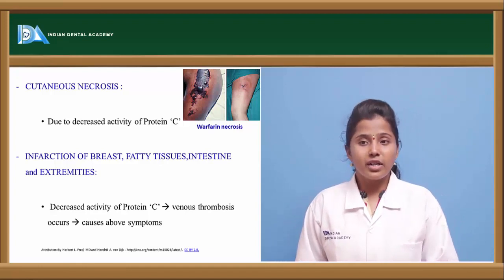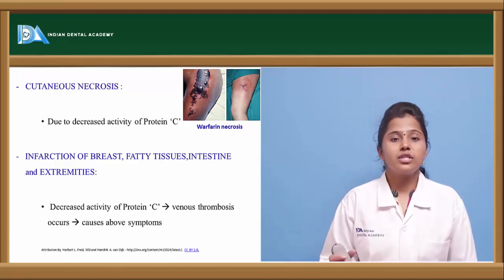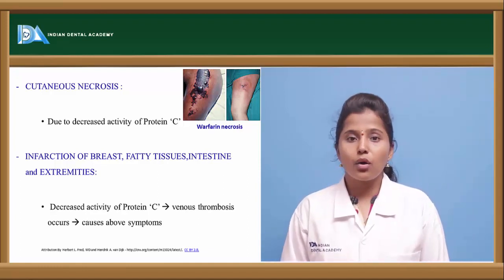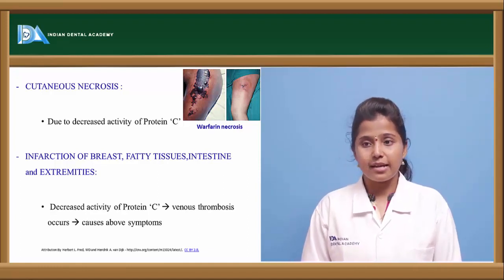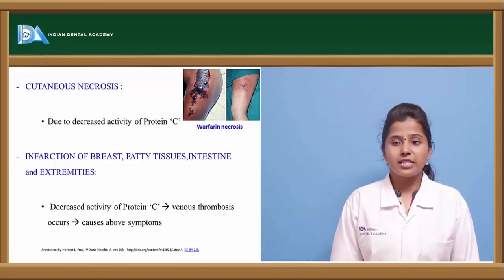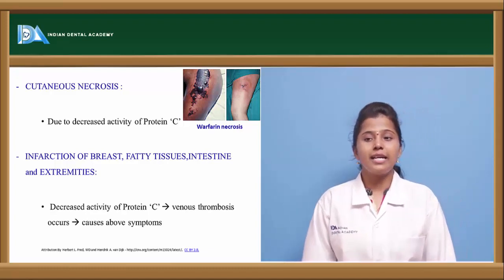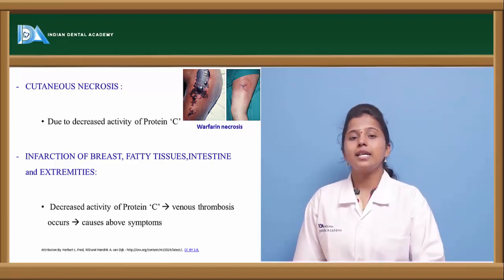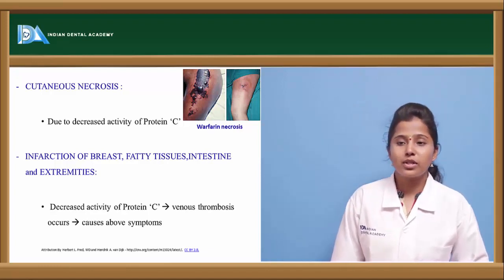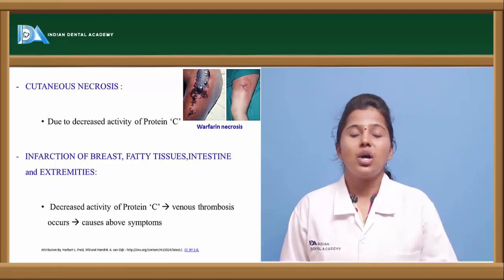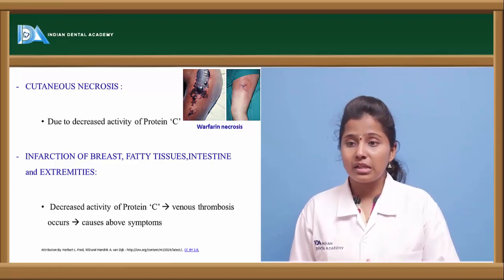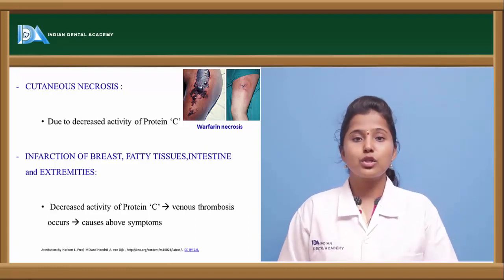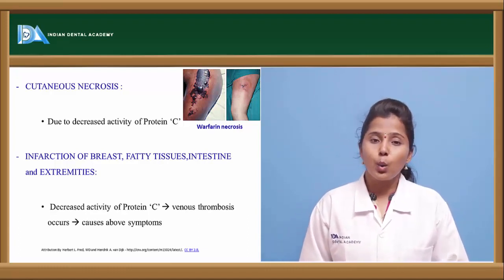So when warfarin is given, it shows the adverse drug reaction of cutaneous necrosis due to overbleeding or activation of protein C, and infarction of breast, fatty tissues, intestinal and extremities. So decreased activity of protein C shows the effect of venous thrombosis, and thereby it causes all these symptoms. When warfarin is given in these conditions, protein C activation is decreased, which causes thrombosis of the veins.